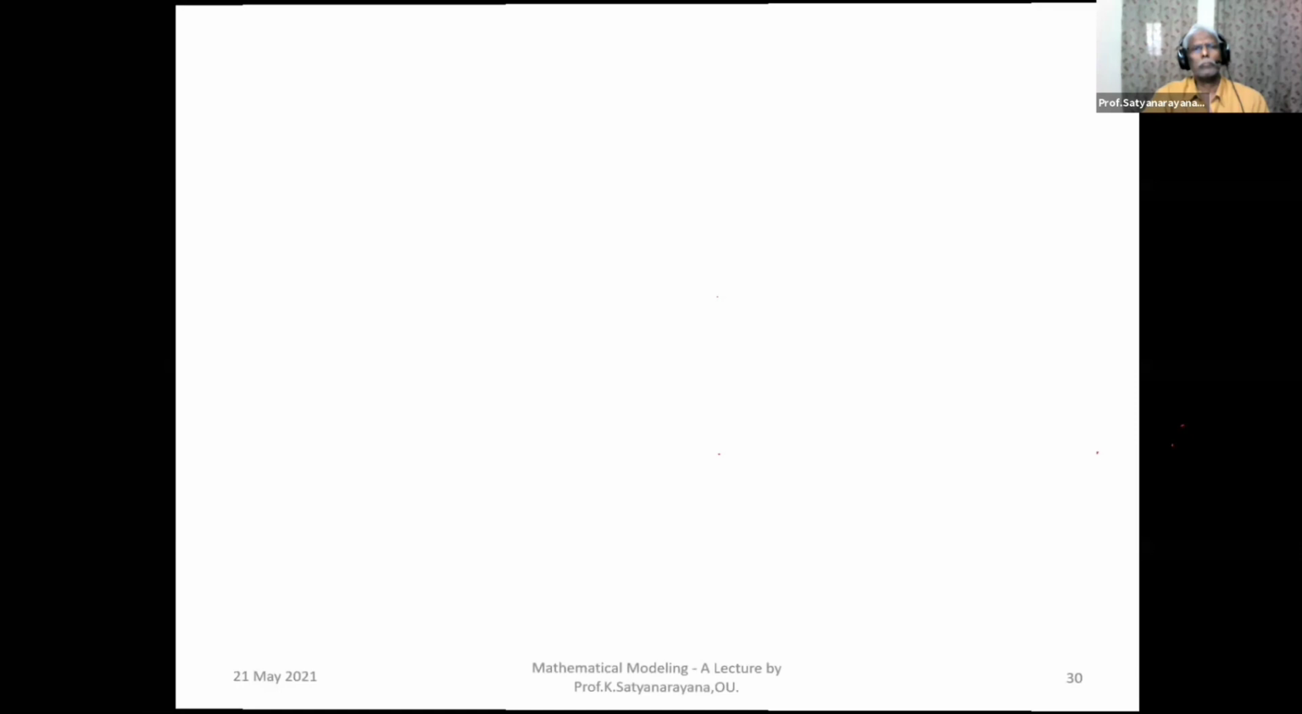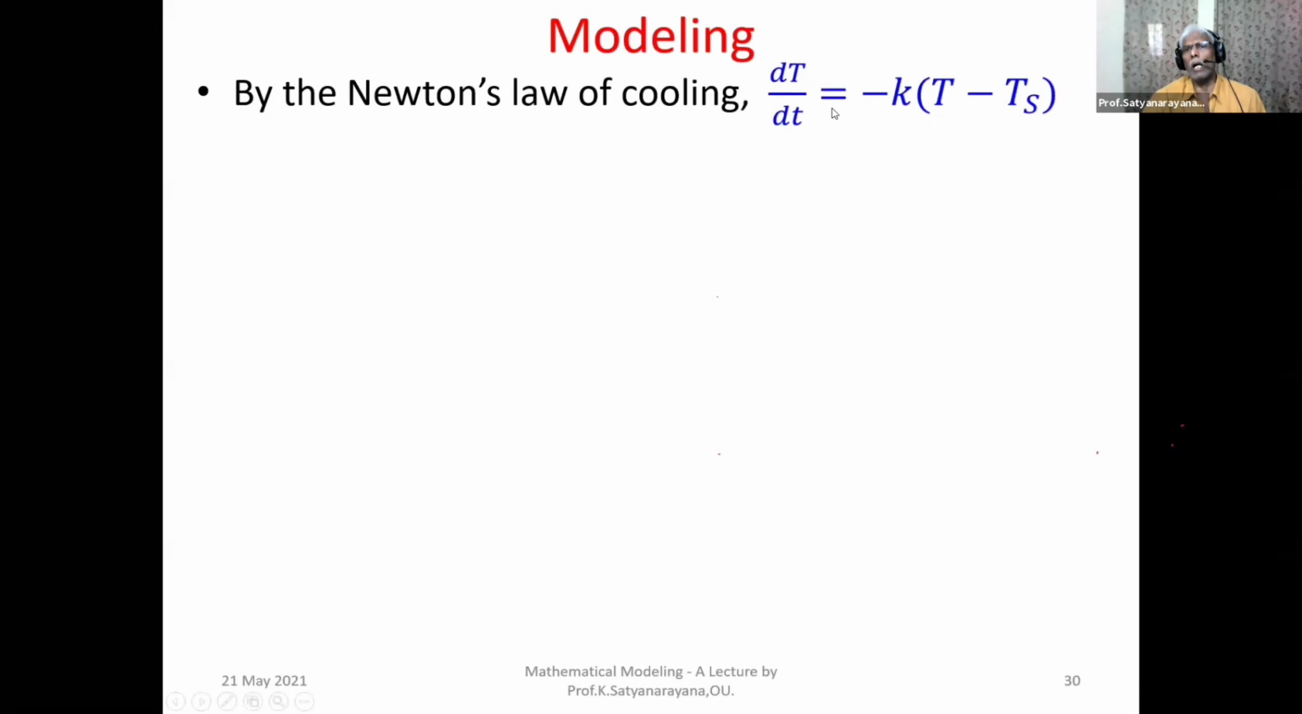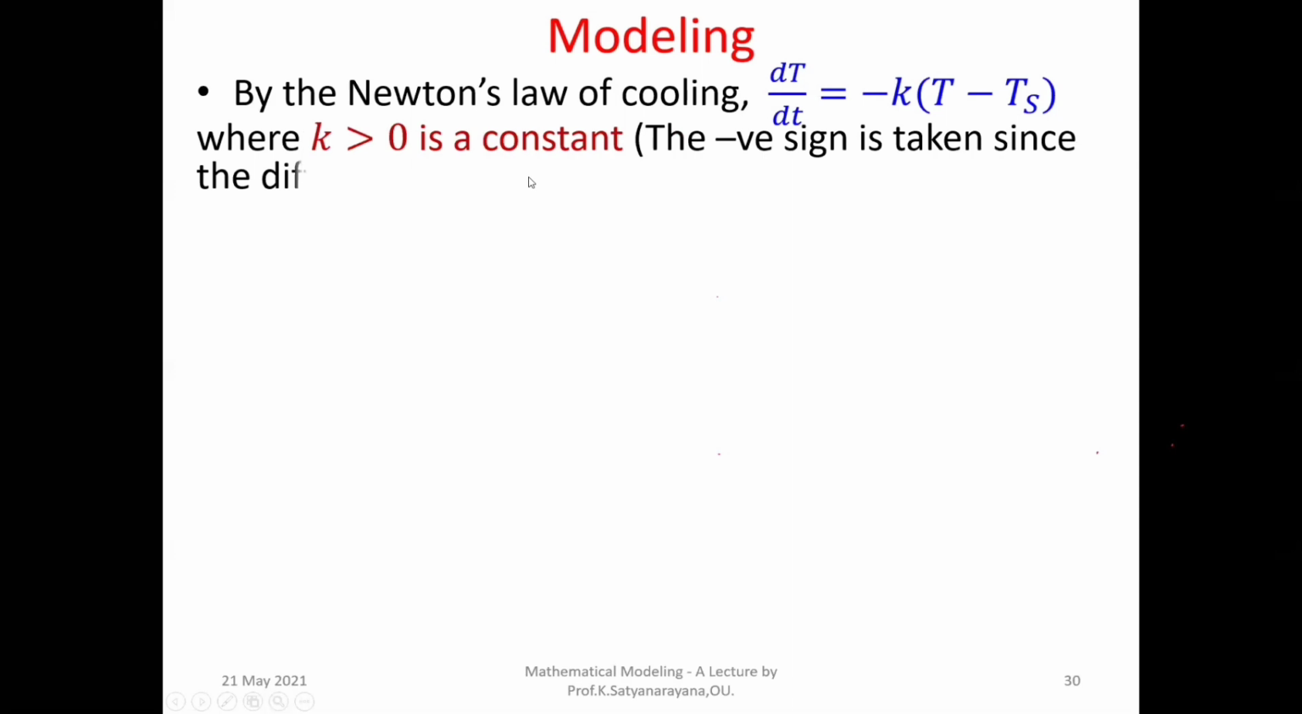We will make the modeling. I will not write the steps because you are now familiar with the modeling steps. By Newton's law of cooling, dT/dt, the derivative of T with respect to time, is equal to minus k times the difference T minus Ts, where k greater than 0 is the proportionality constant. The negative sign is taken since the difference is decreasing.